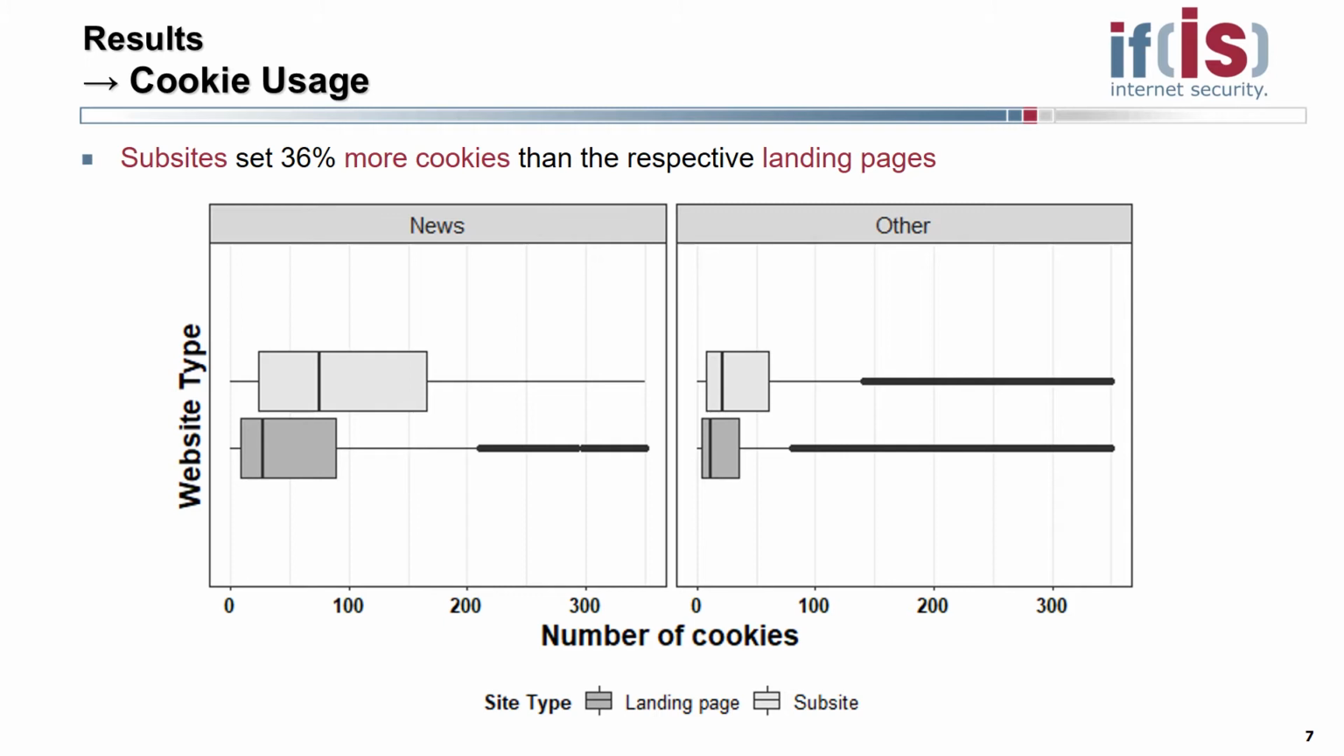However, in our paper we provide an overview of many more categories, and there's no substantial difference between the categories other than news websites tend to use more of the privacy invasive techniques. By no difference I mean that in all categories the subsites tend to use more of the privacy invasive techniques in contrast to their landing pages.